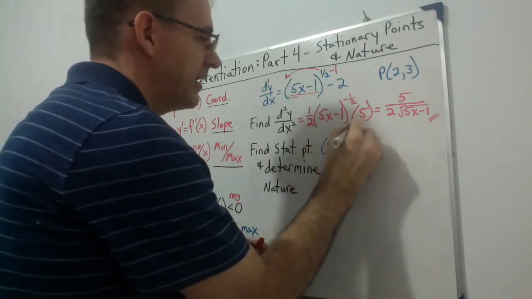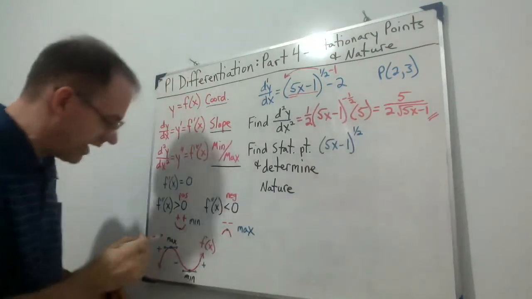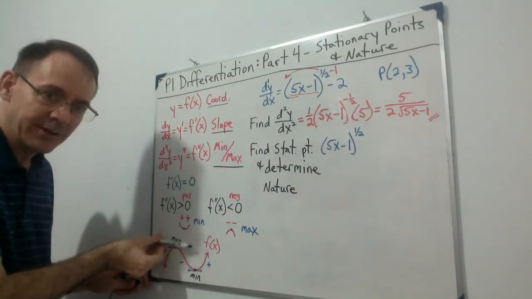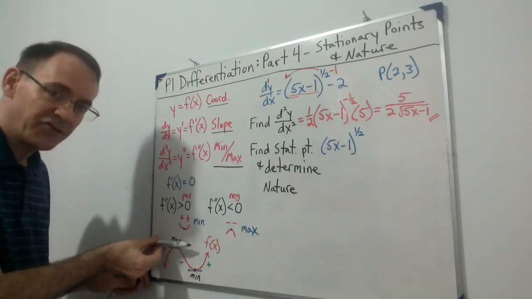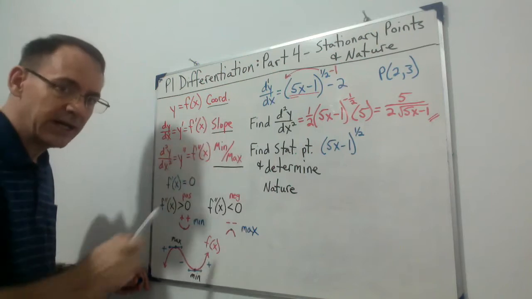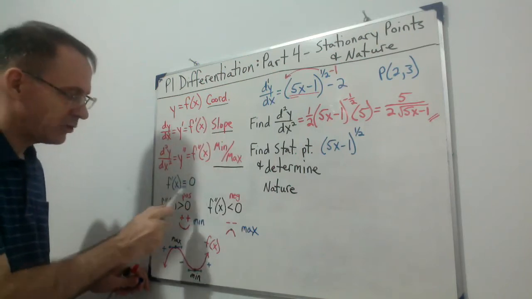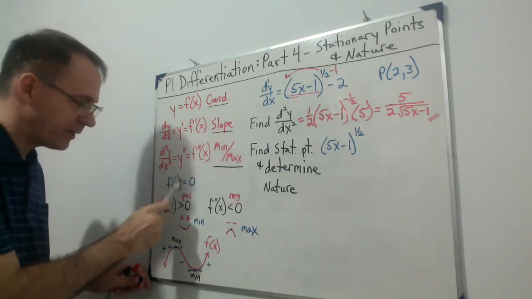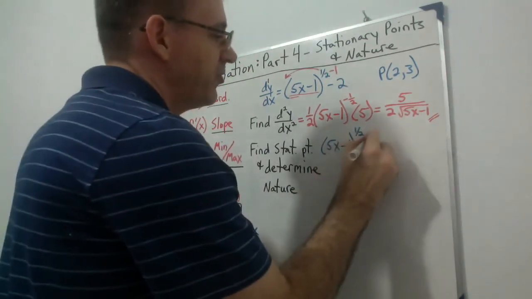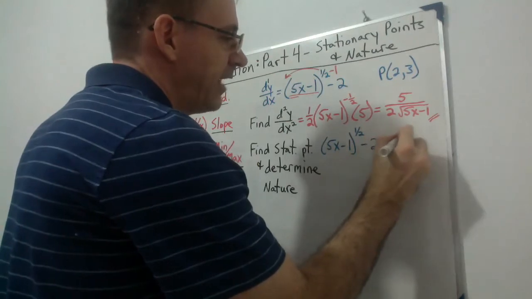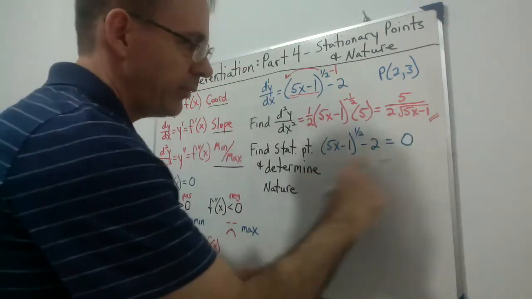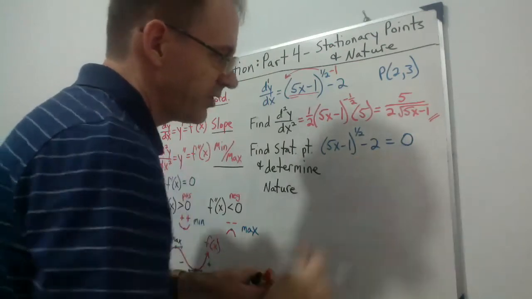Why are we setting it equal to 0? Because at the stationary points, our tangent line is horizontal, and a horizontal line has slope 0. So we're using, again, the slope concept to set up our equation. Our slope equals 0 at these stationary points. So we're going to solve for the x value of our stationary points. So here we get this equals 0.